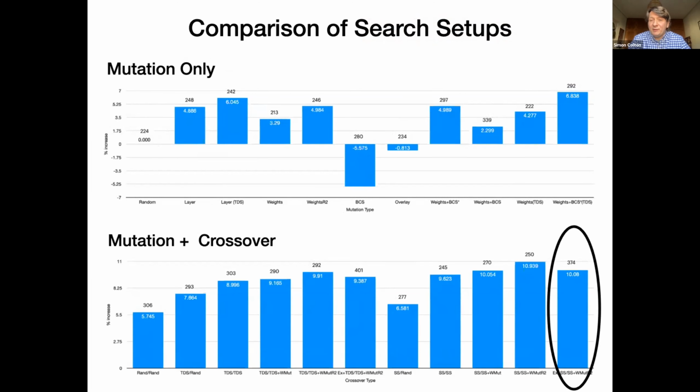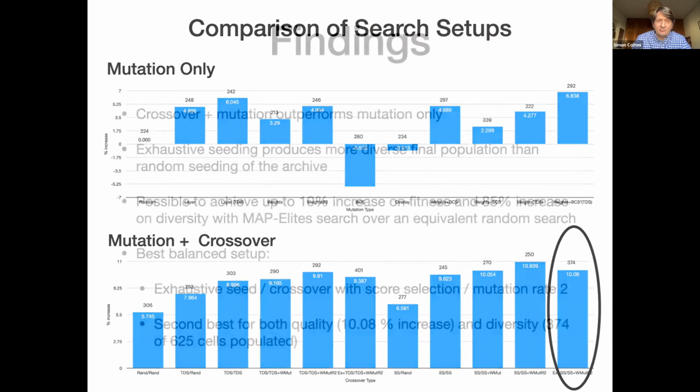So that's quite diverse. That's more than half the possibilities, and improved the fitness of the individuals by 10.08%. There's one better in terms of fitness, and there's one better in terms of diversity, but this achieved both. So that is the one that we took forward for further experimentation.